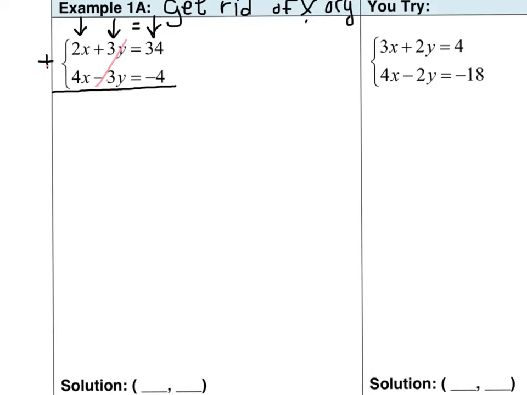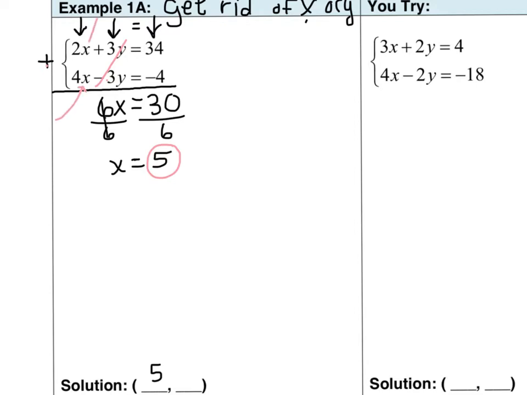So now, all we have left is 2x's plus 4x's, which is 6x, and 34 plus negative 4, which is 30. So let's solve it for x, and we get x equals 5. So we know the first coordinate is a 5, and now we just need the y. So we're going to take this 5, and we can plug it either right here or right here. It does not matter. I'm just going to go ahead and plug it into the first equation.